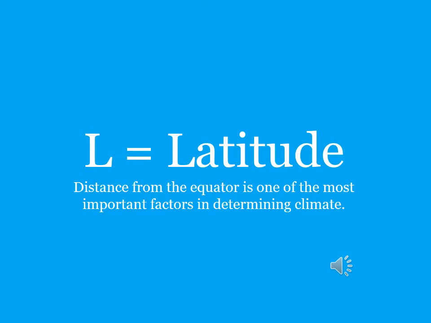The L in LACEMOPS is latitude, and latitude is the most important factor in determining climate. That is basically how far north or south from the equator you are. The reason latitude is very important has to do with how the sun's rays and heat strike the earth.